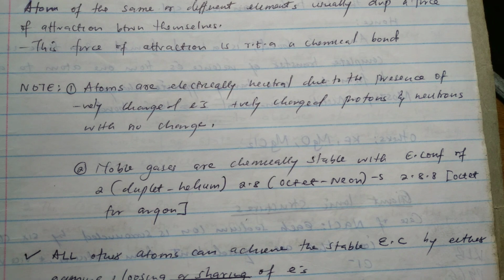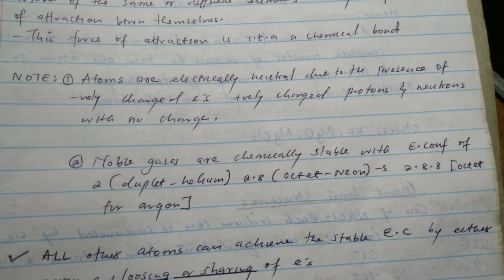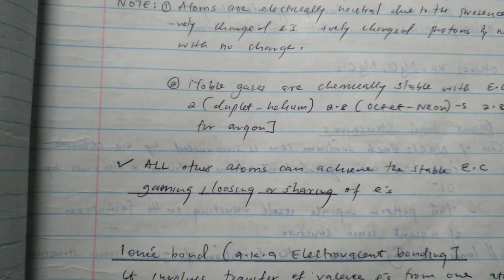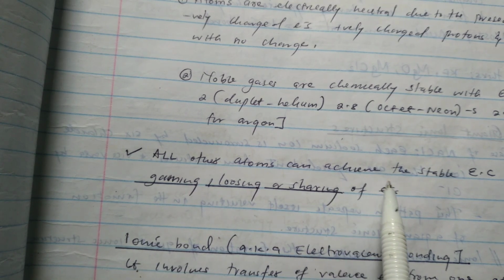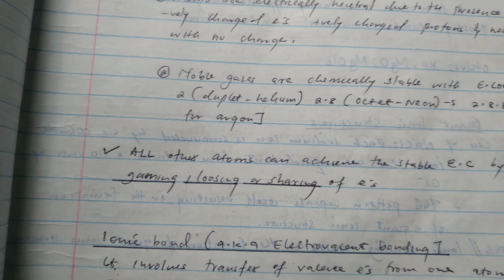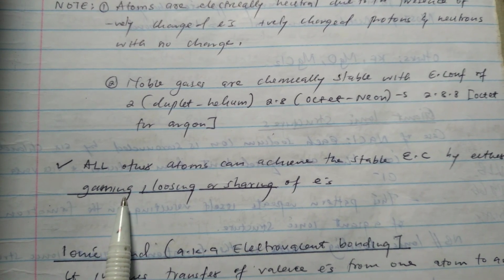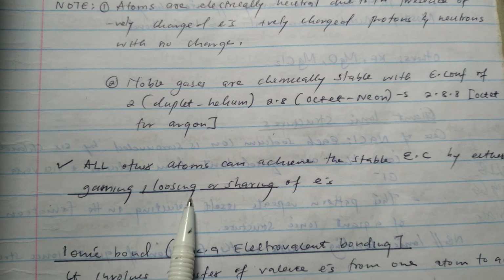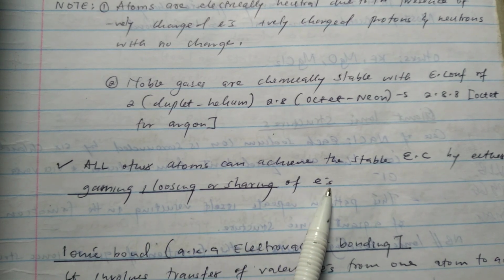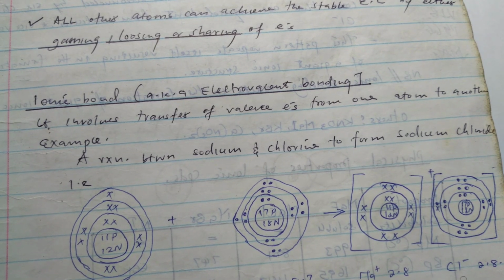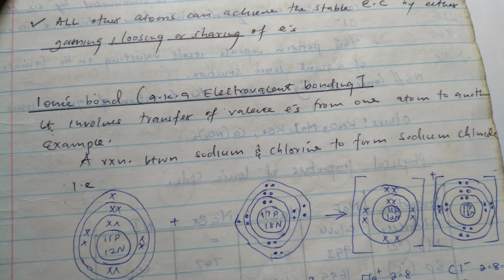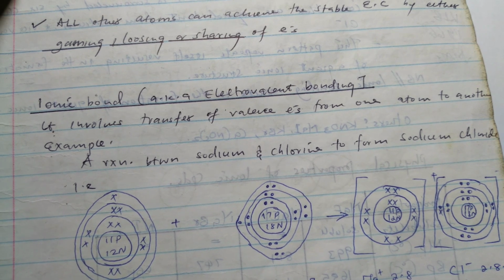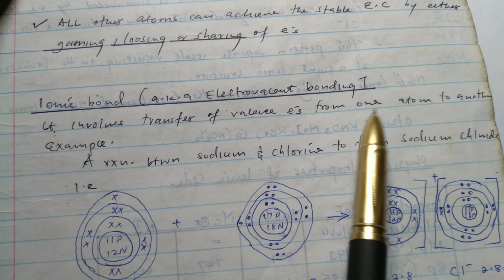All right, and all other atoms, hope that you can follow me closely, can achieve the stable electron configuration either by gaining, or by losing or sharing of electrons. So the first kind of bond we're going to look at is the ionic bond, also referred to as electrovalent bonding. It involves the transfer of valence electrons from one atom to another.